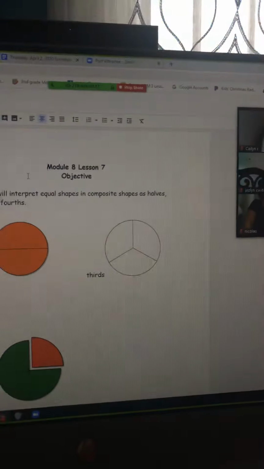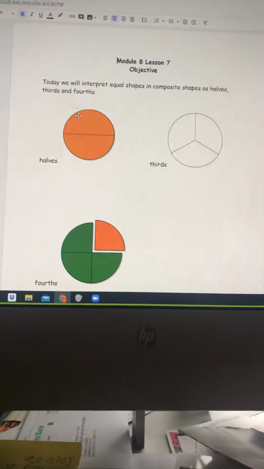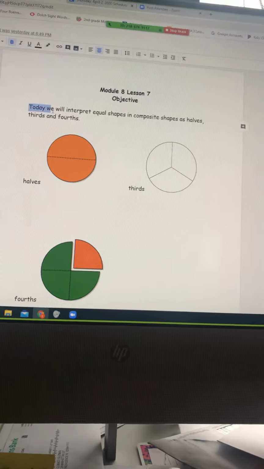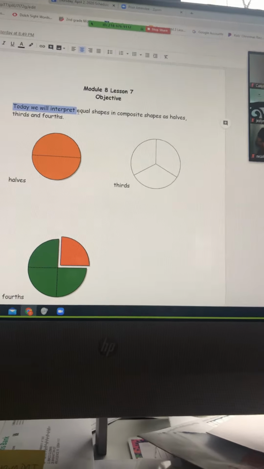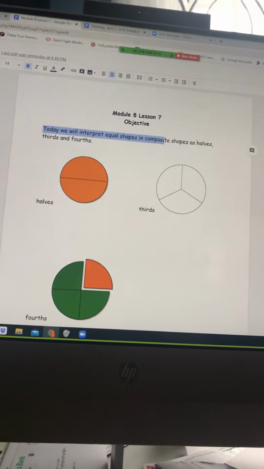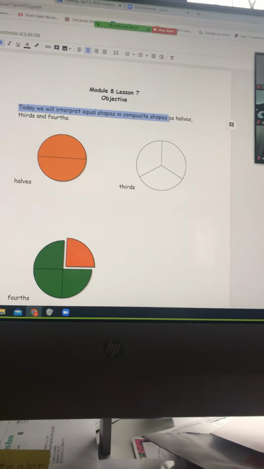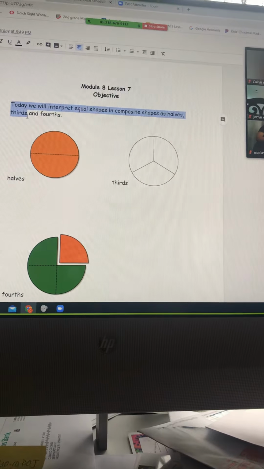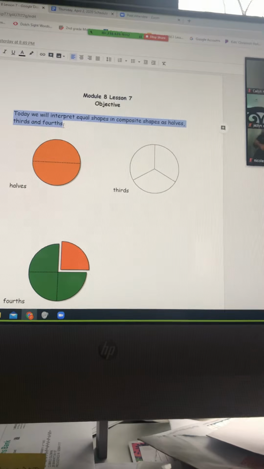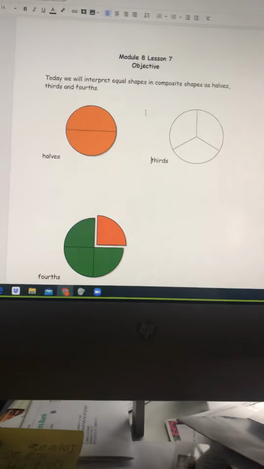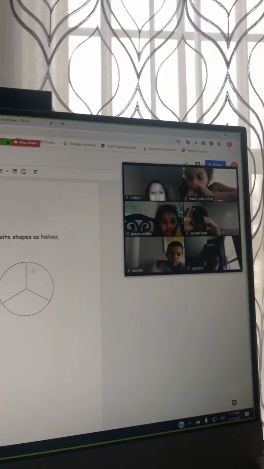All right. So we're going to look at today's objective, and I'm going to flip my video camera around so I can get that. Okay, let's read our objective. It says, today we will interpret equal shapes in composite shapes as halves, thirds, and fourths. Any words you need me to define?